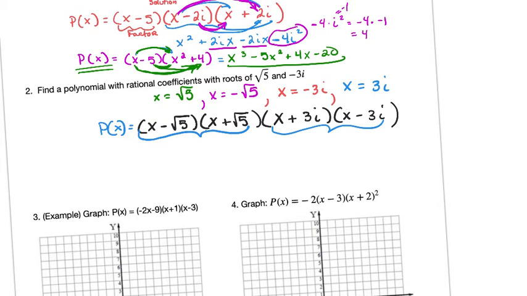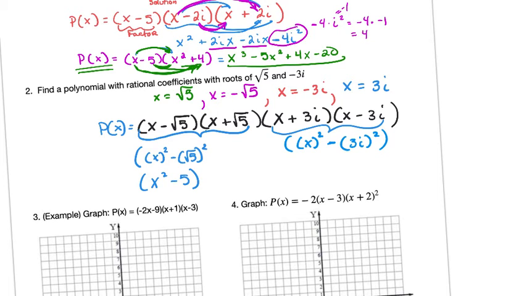It's just going to be, and I'm going to put them in parentheses, x squared minus root 5 squared, or x squared minus 5. The next pair, take the a value and square it, put a minus sign, take the b value, 3i, and square it. And that simplifies to x squared.